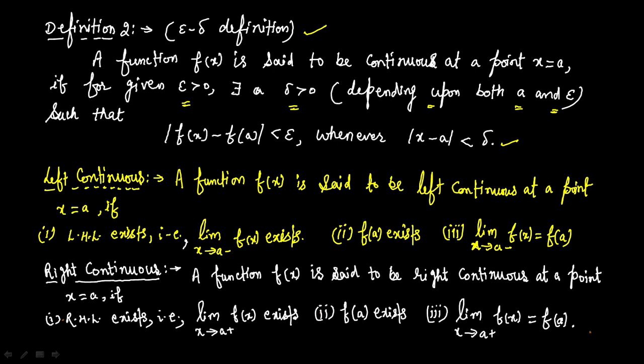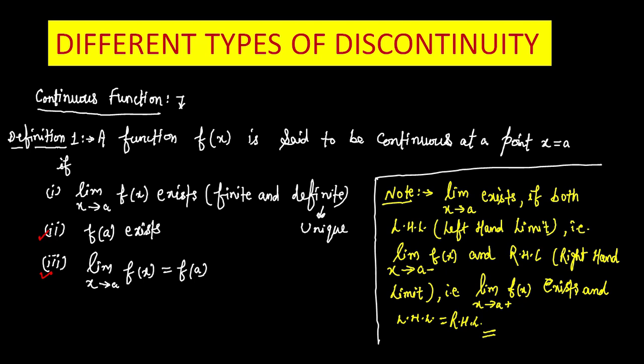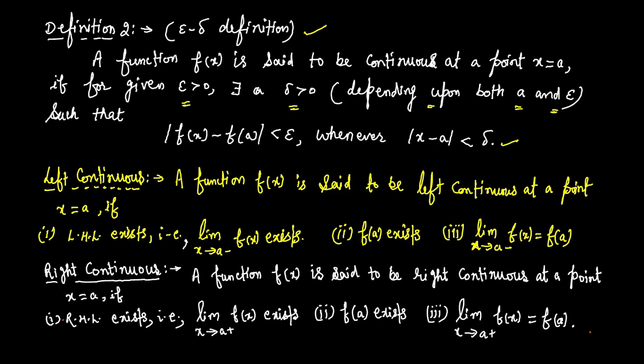So this is the epsilon delta definition, in which you have to remember that delta depends upon both the point at which we are defining the continuity and epsilon, which is a very small positive value. And now, what do we mean by left continuous? Because using all these conditions, we are going to define the types of discontinuity. Just like in the first slide, we have three conditions. If any one condition is not satisfied, then we say that the function is discontinuous. We will discuss this further in this video.